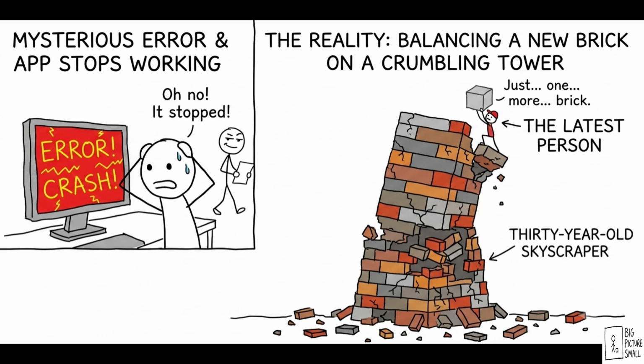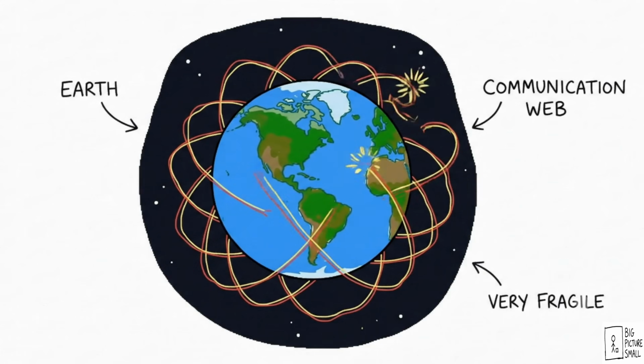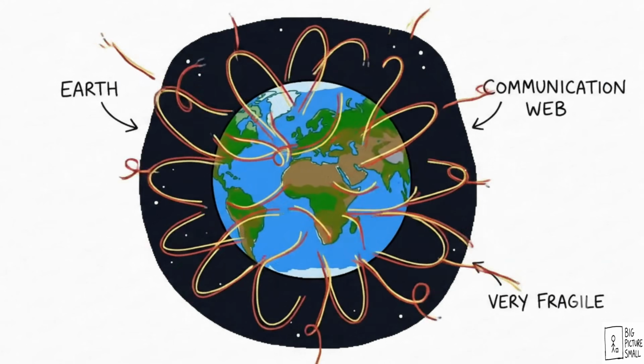So the next time you encounter a mysterious error or an app that suddenly stops working for no reason, don't immediately blame the person who wrote the last line of code. They are likely just the latest person tasked with balancing a new brick on top of a crumbling 30-year-old skyscraper. The mystery of modern technology is not why things break. It is how they continue to function at all.